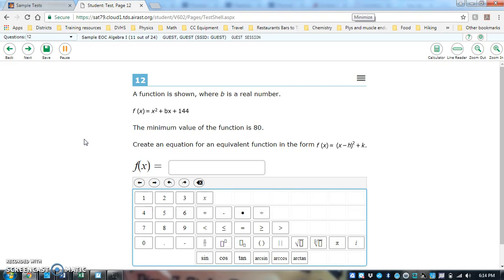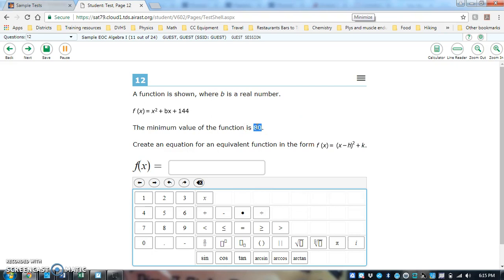We're then told the minimum value of the function is 80. That means our lowest y value is 80. Well, as you remember before, for a quadratic function, either we're going to have a minimum or maximum, and regardless of which one we have, it's our vertex. So we know our y value of our vertex is 80. And we know we have to go through a y-intercept of 144. We also know that 80 is the k value in vertex form because it's part of the vertex.